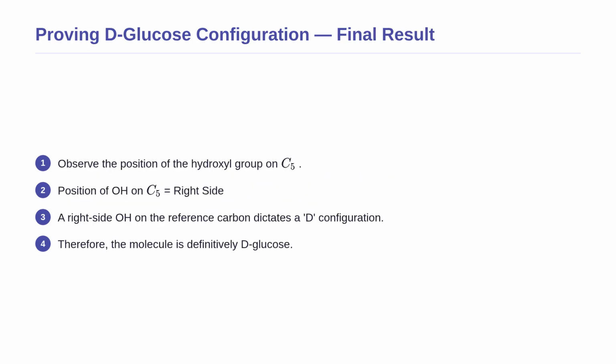Concluding our proof, we look at the specific placement on that 5th carbon. The problem statement tells us that the hydroxyl group on this specific carbon is positioned on the right side of the vertical line. The right side position on this final chiral center is the key piece of information we need.